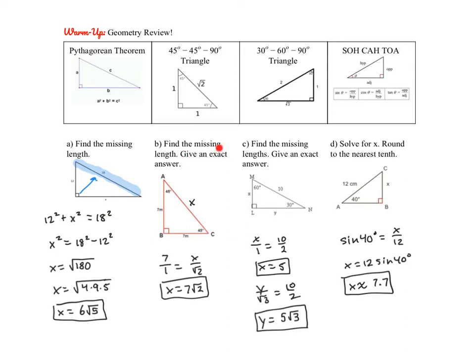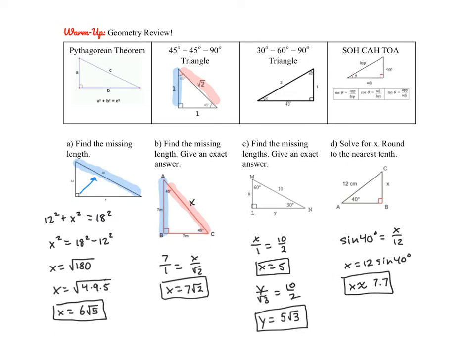For parts B and C, we have special right triangles, so a 45, 45, 90, or a 30, 60, 90. We can find missing side lengths by creating ratios because these are similar triangles. Remember, you do the ratio of the corresponding parts. For example, in part B, the side length of 7 corresponds to the side length of 1, and the missing side x corresponds to this root 2. So 7 over 1 equals x over root 2, and then you can solve for x.